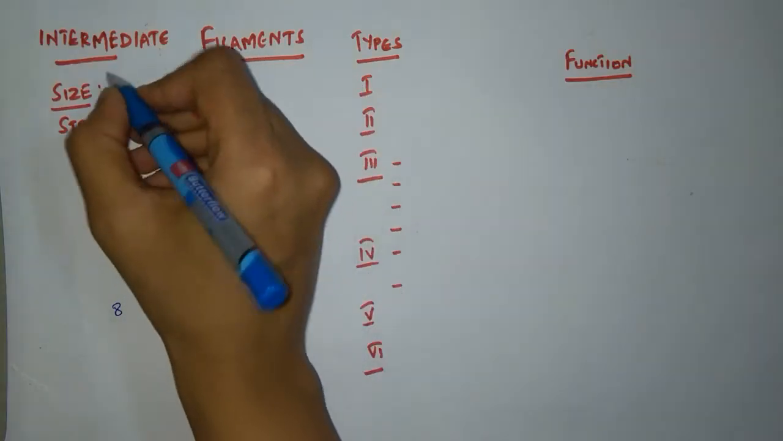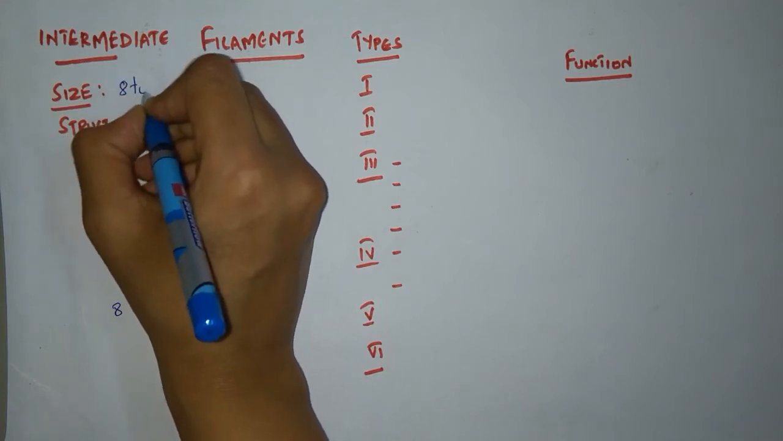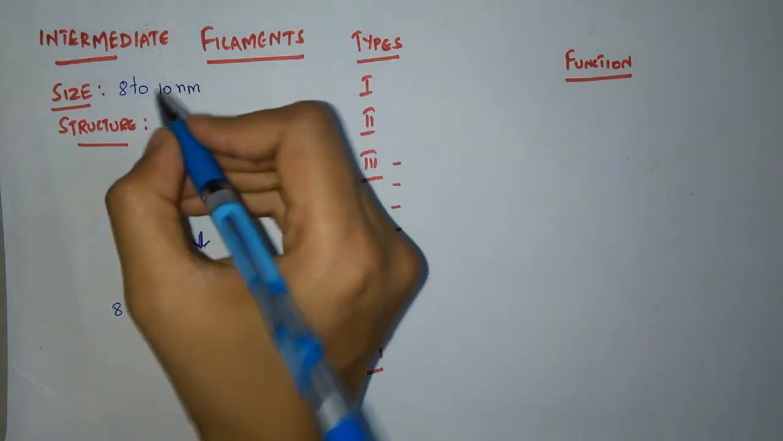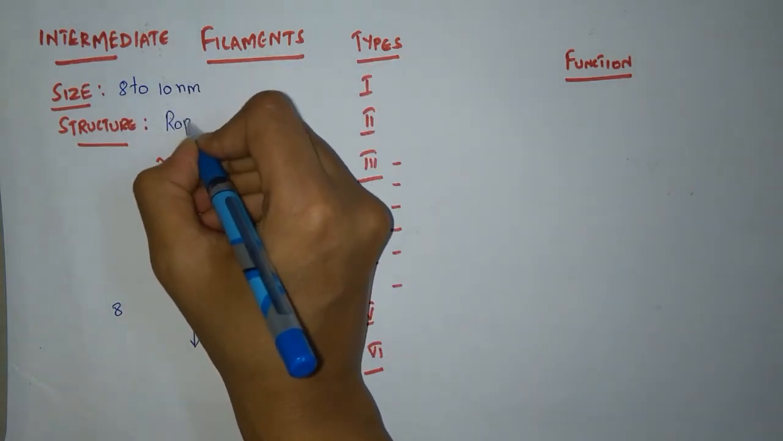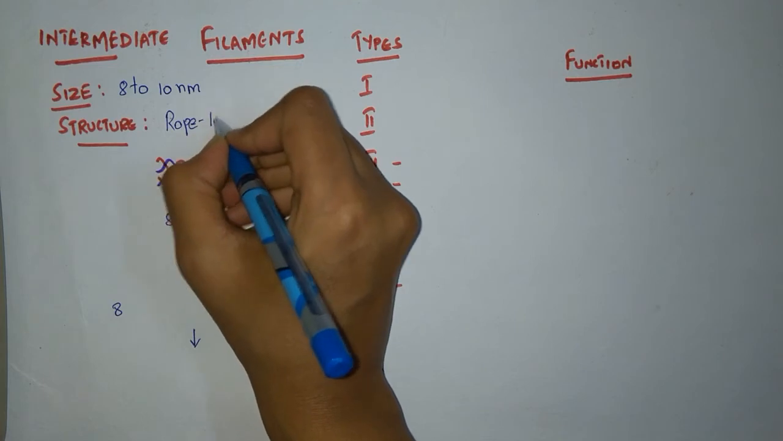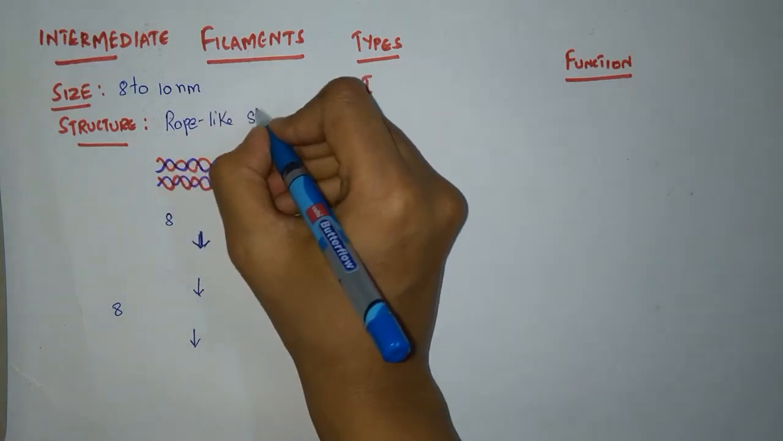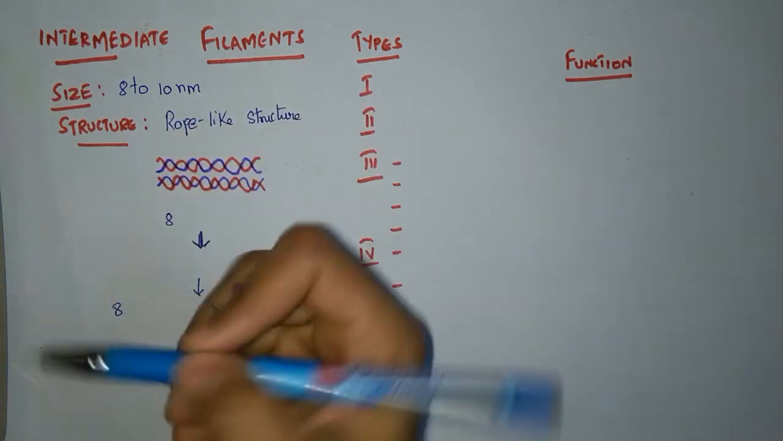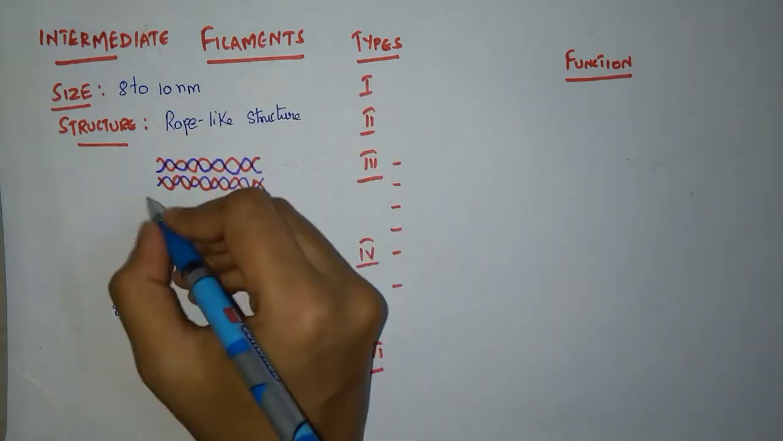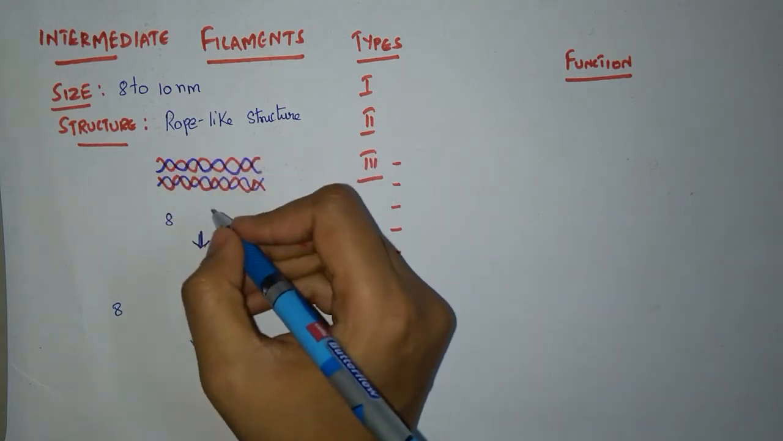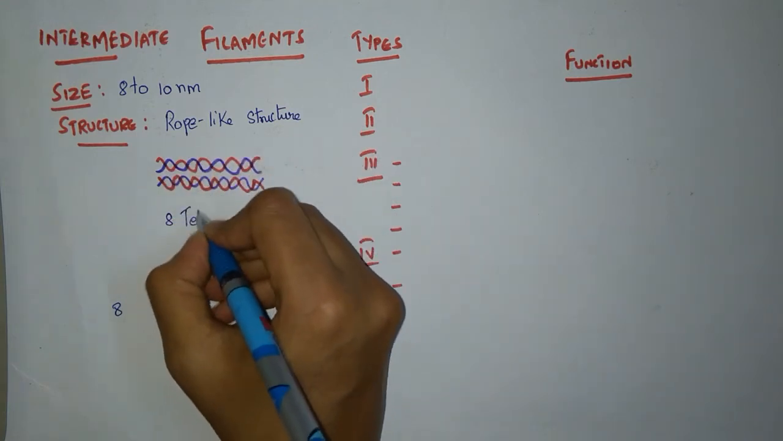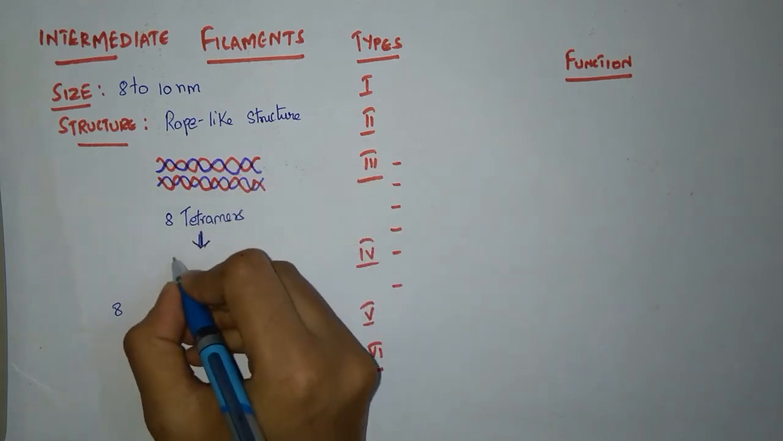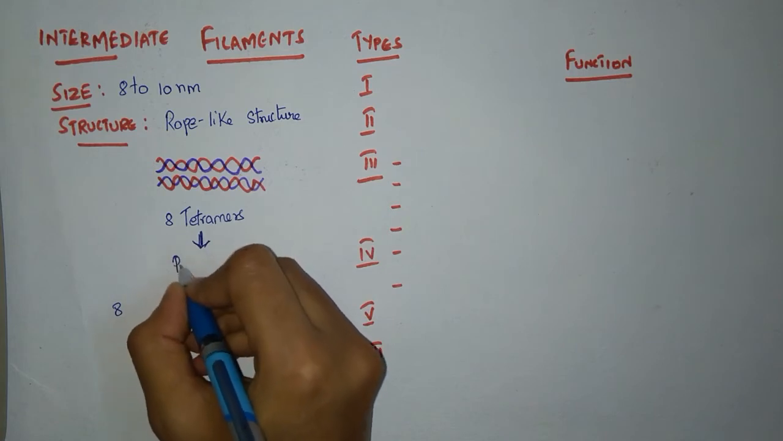The next element is the intermediate filaments. As the name implies, they are intermediate in size between the microfilaments and the microtubules, that is 8 to 10 nanometer in diameter. They can be described as rope-like structures. Based on the cell and the tissue in which they are present, the protein will vary. The first thing formed in the formation of the intermediate filament are the tetramers.